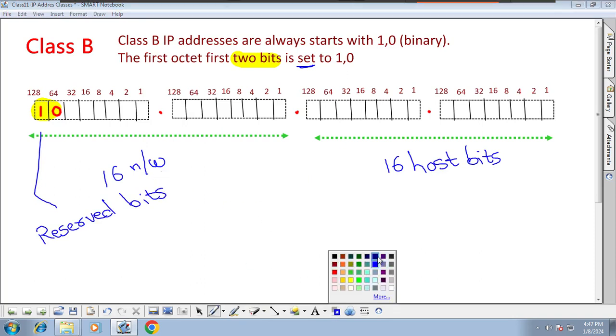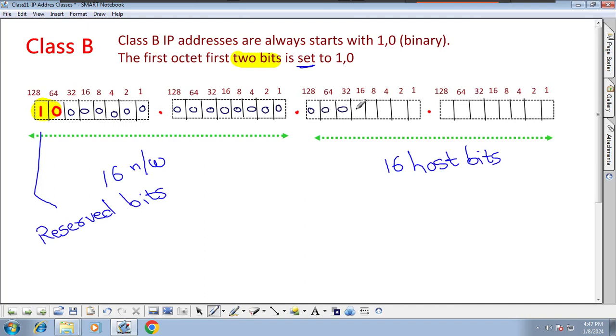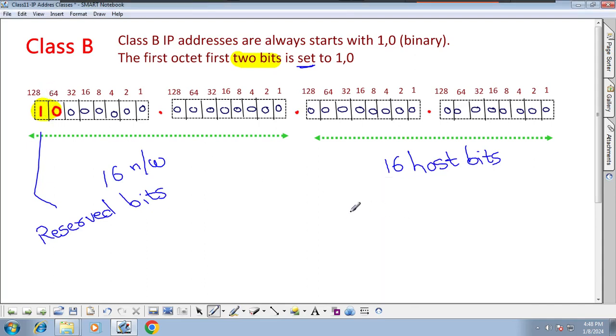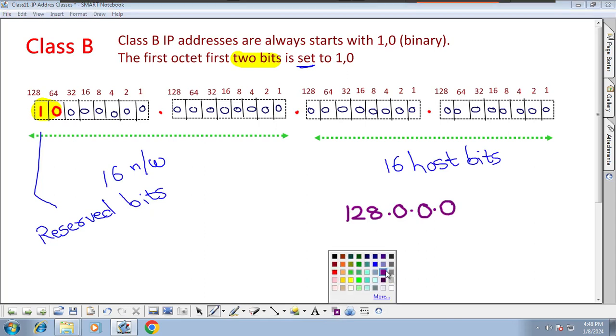Now you apply all zeros in the remaining bits. What IP address, what range will you get? 128, right? The range starts at 128. Why? Because the first octet's first bit value is 1, so 128.0.0.0. Okay, this is done.